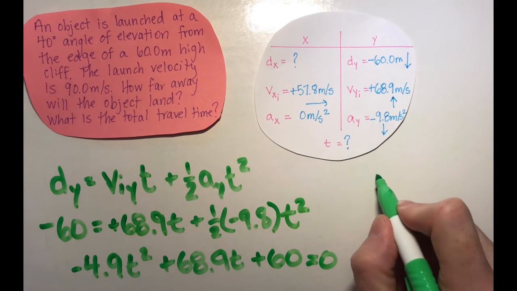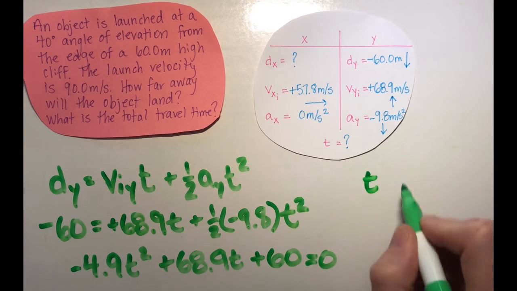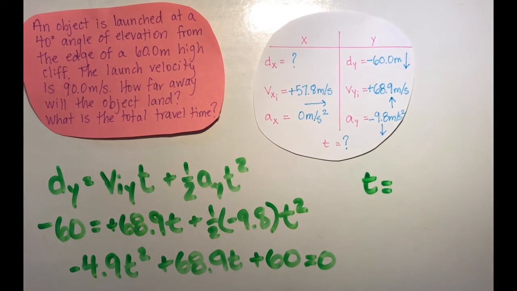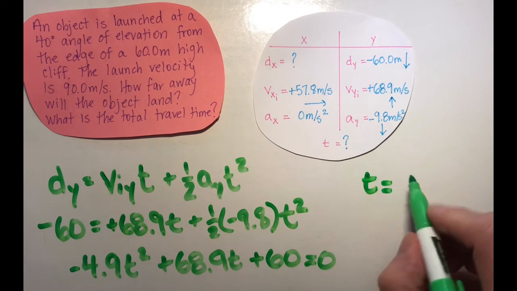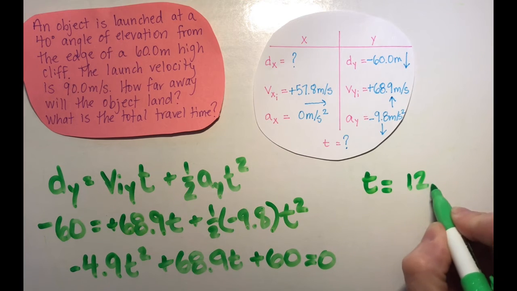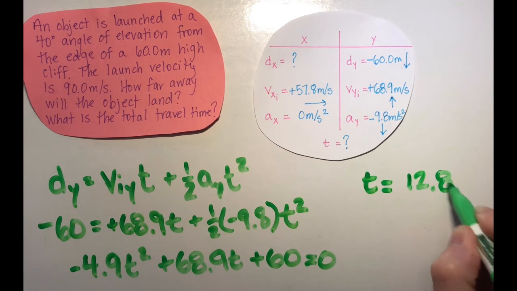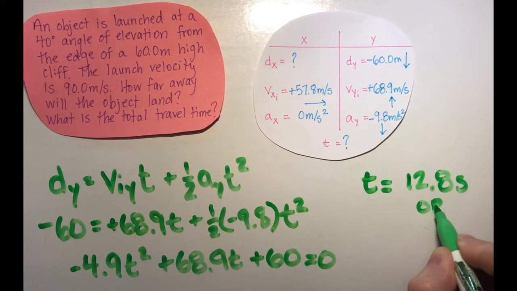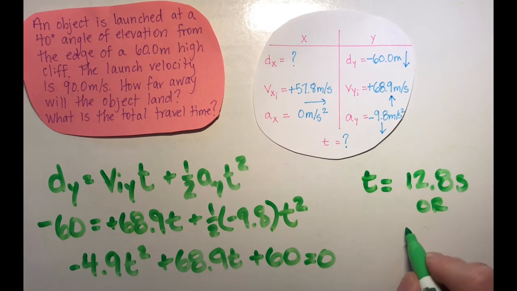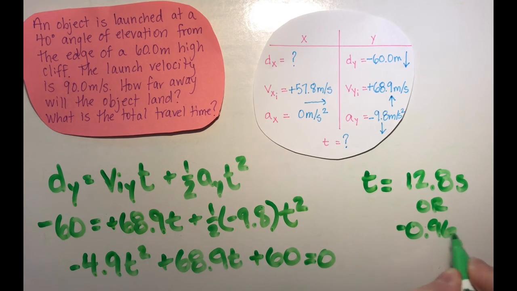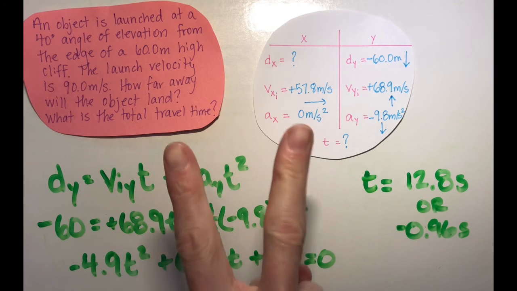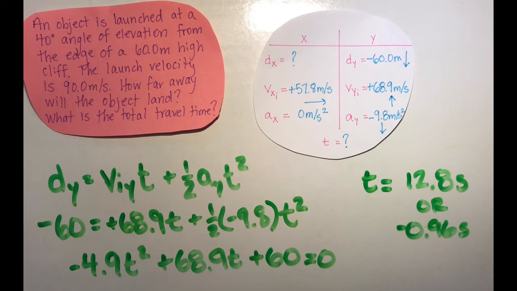We can use a variety of methods to calculate the time, but if we plug it into an app or use the quadratic equation, we're going to end up with two solutions here. The first answer is going to be plus 12.8 seconds. And our second solution is going to be minus 0.96 seconds. Two answers, huh?